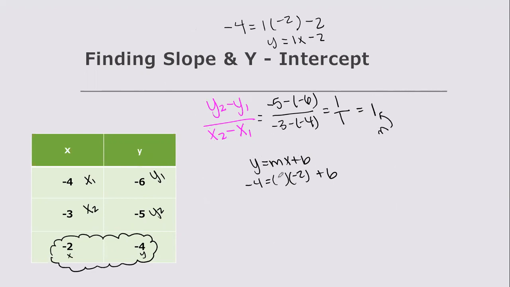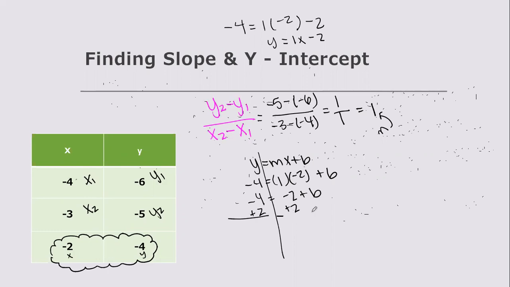Let's get the y-intercept. I'm going to plug 1 in for m. I chose this point down here: -4 equals 1 times -2, which is -2, plus b. To get rid of this -2, I'm going to add 2 to both sides. That gets me -2 equals b. Pat yourself on the back if you got -2 as your y-intercept. I think about 3 of you did.